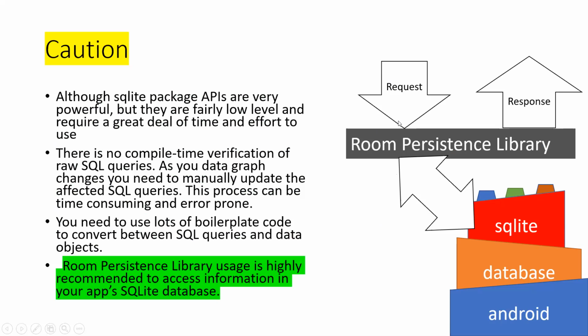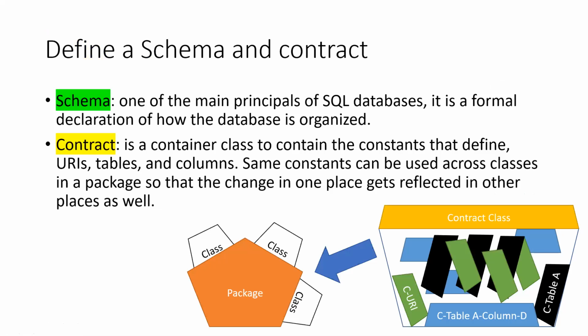So make a request to the Room persistence library. The Room persistence library will get the data for you, and you will get the response through it, and this is the recommended practice for Android developers. Okay, let's define the first thing: let's say I'm going to create my database for my Android application.